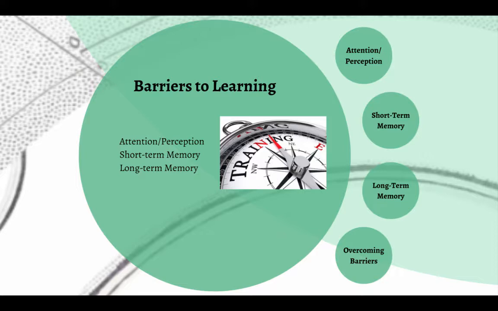Short-term memory. If something or someone else grabs a participant's attention during information processing, the information in short-term memory will become unavailable in a matter of seconds. And long-term memory. Barriers to recall will prevent students from recalling information stored in long-term memory. Let's go into these in a little bit more detail.